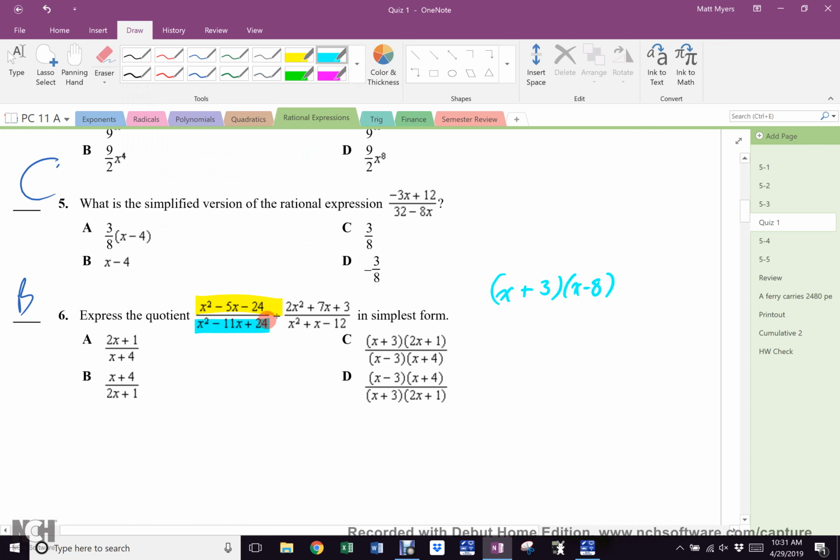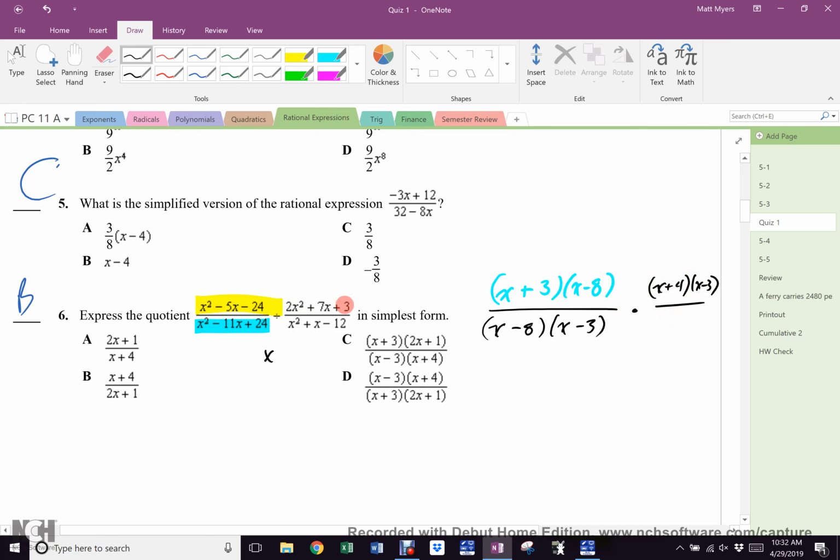That factors x plus 3, x minus 8. What about that one? x minus 8, x minus 3, divided by, which means what? Times, and you reverse these. So this goes up here: x plus 4, x minus 3. And this goes down here.